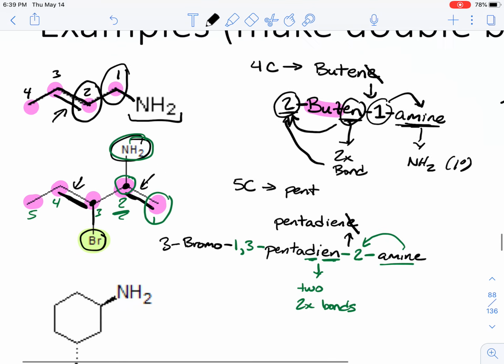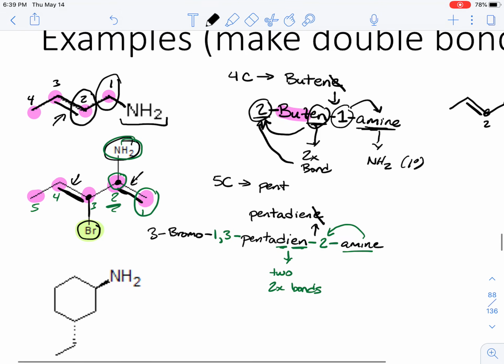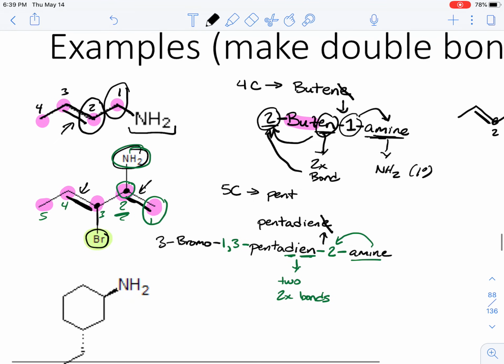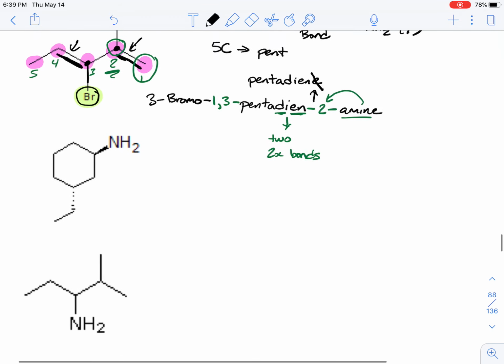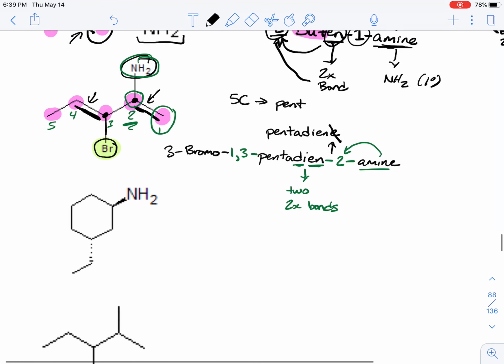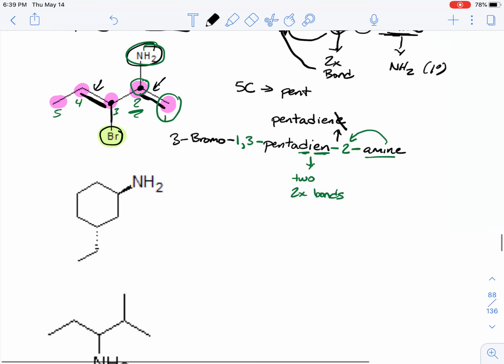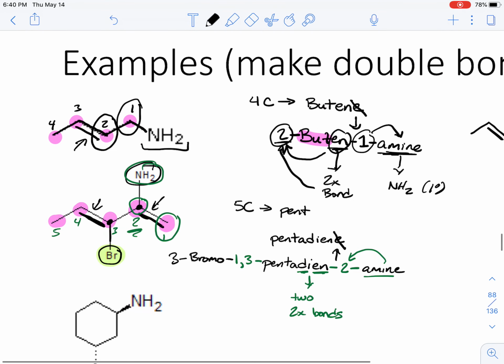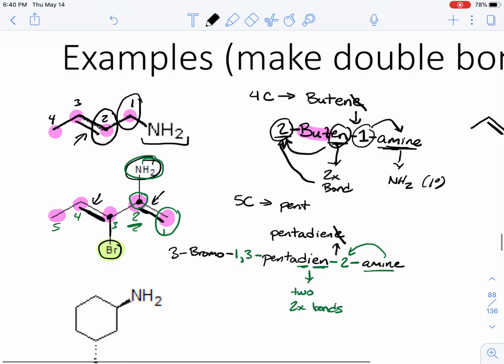Okay, and so hopefully you guys understand how to name these double bonds for these linear chains. We're not going to do it for this ring structure. That's fine. That's pretty much it for this lecture video. In the next lecture video, we are going to look at how to name secondary amines.